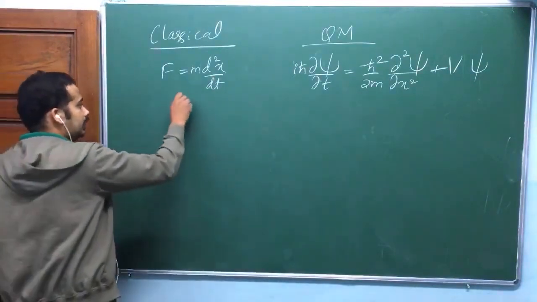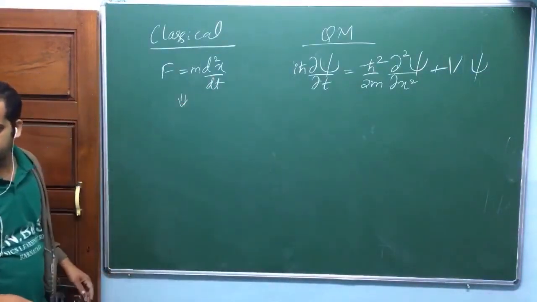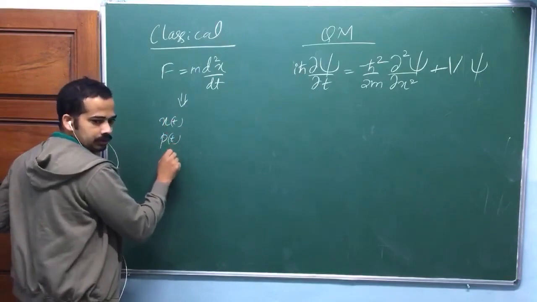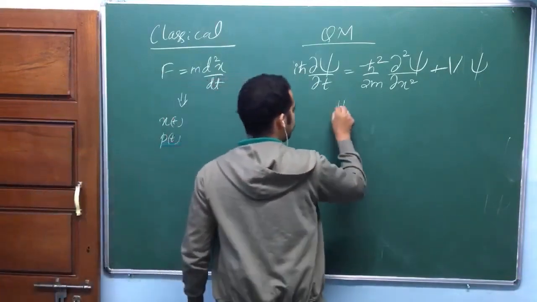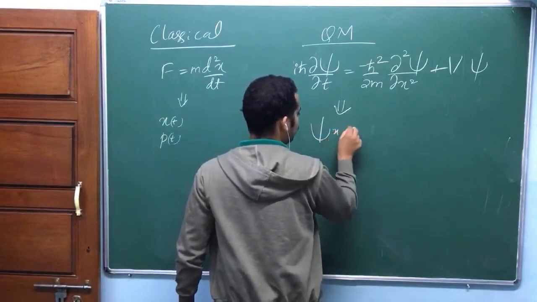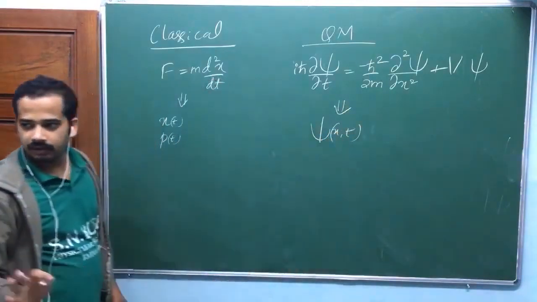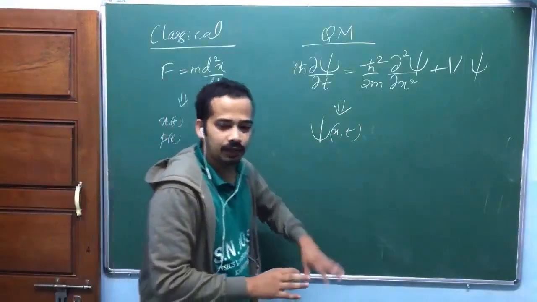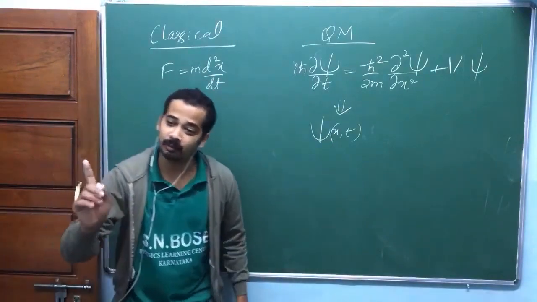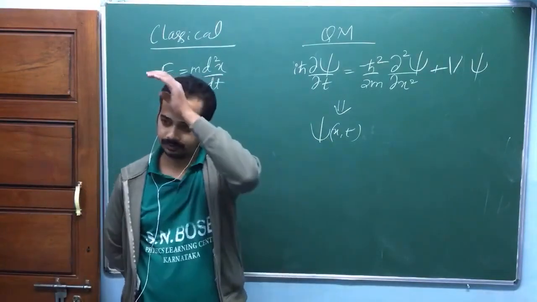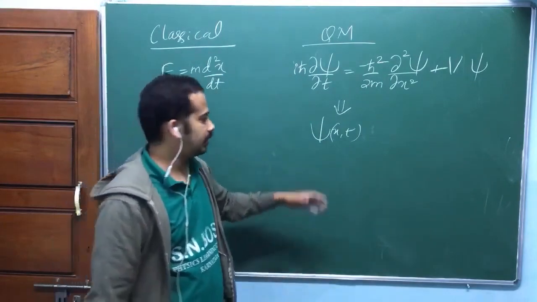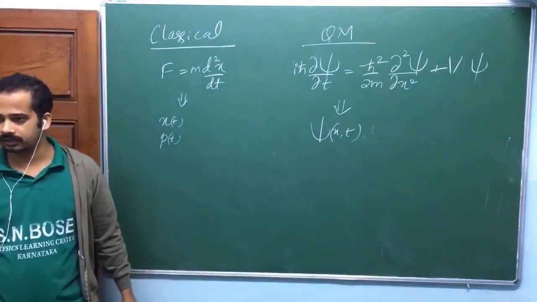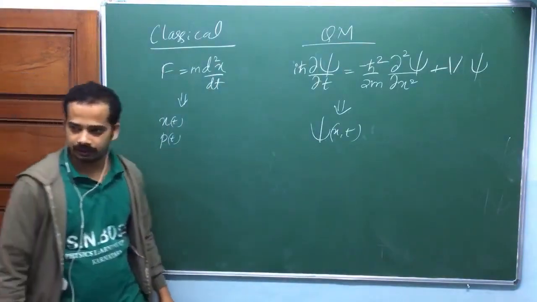But remember, what does it give? In classical physics, it gives x as a function of t. It gives p as a function of t. Is that okay? But here, what does it give? It gives some wave function. And it will not give any position or momentum. It will give only probabilistic information. It contains only information about probability of the measurement outcome. Nothing else. It will not directly give you anything. Are you getting my point?